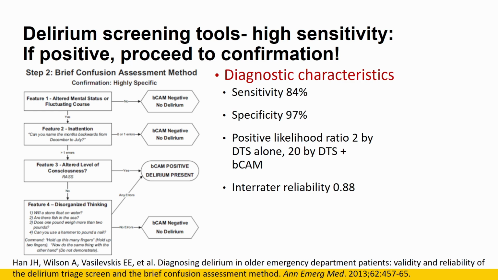If the DTS is positive, the clinicians then perform the BCAM. The BCAM has moderate sensitivity but very high specificity. It is relatively easy to perform and it takes about 2 minutes or less. This will help to confirm the diagnosis of delirium.